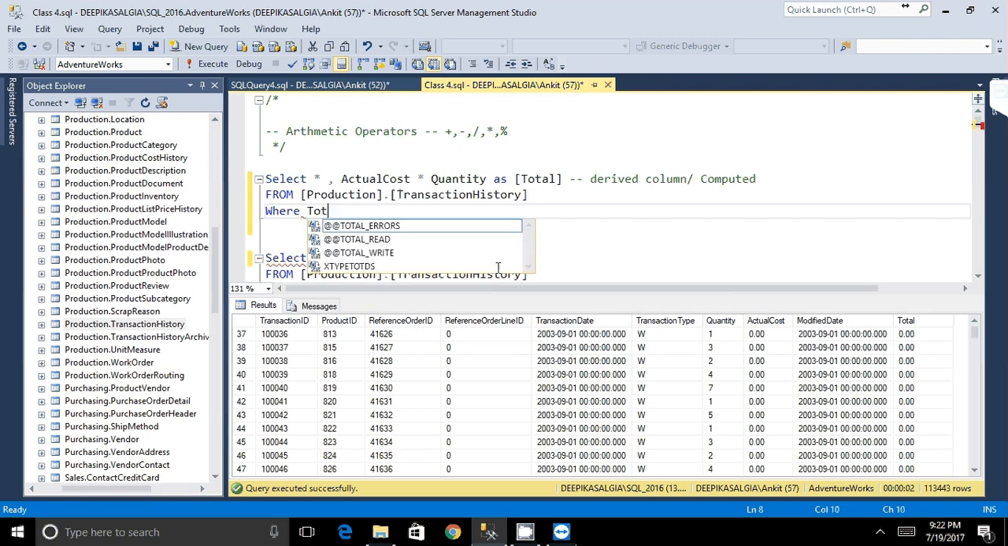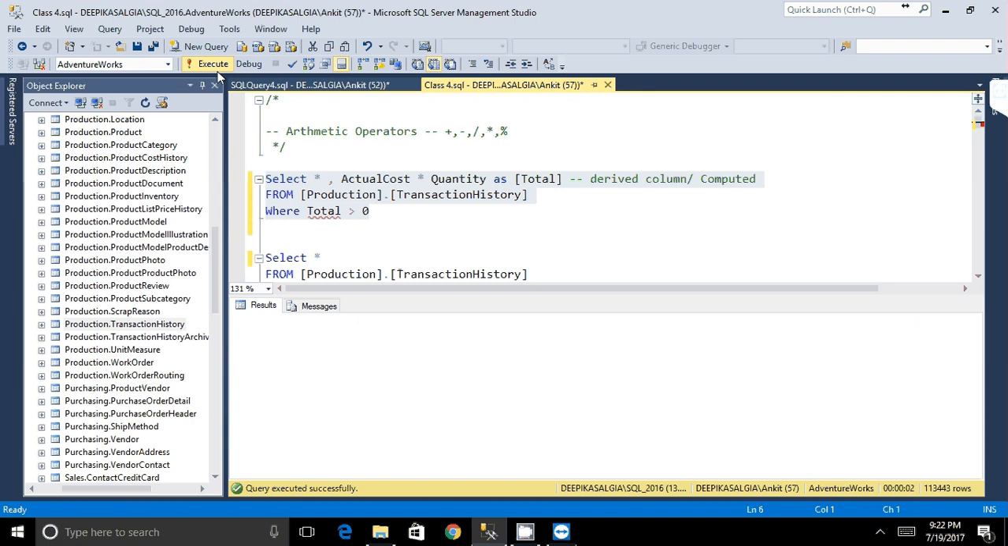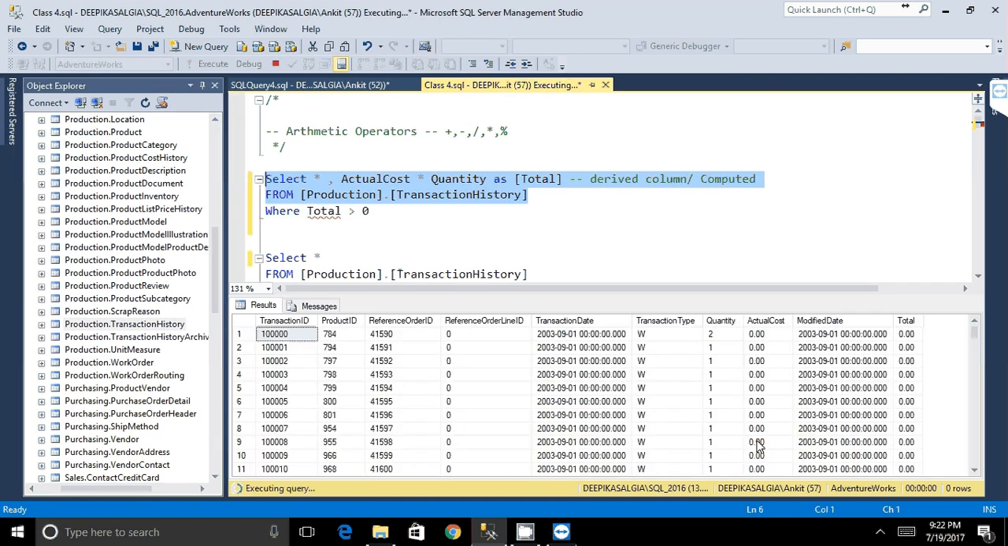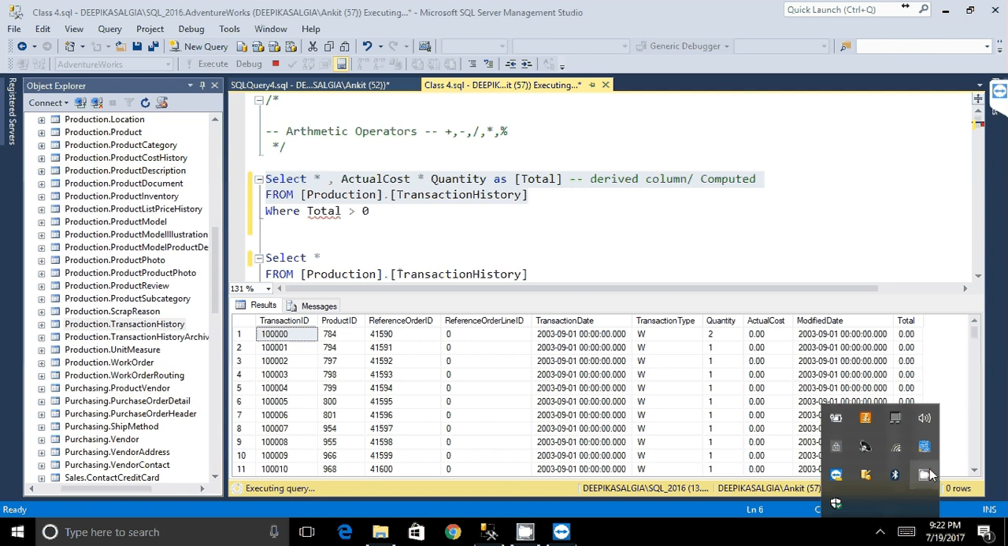Where total is greater than 0. Let's run this query and see what happens. You don't get anything. What's going on? You need to think about this. Look at this, hold on.